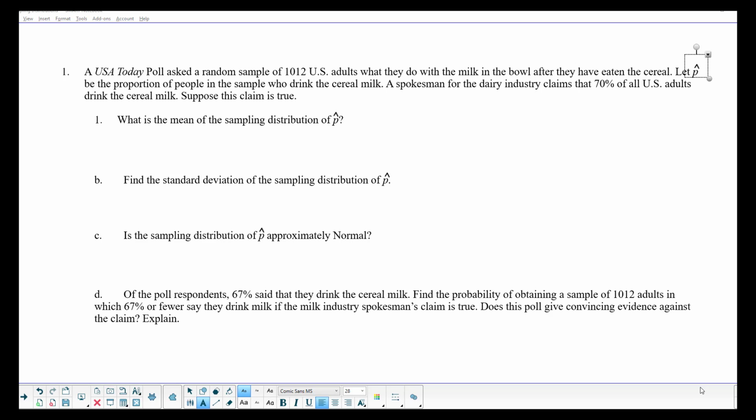Alright, so for our last example, I want you guys to try this one on your own and then check your work against what mine looks like. Get to it!